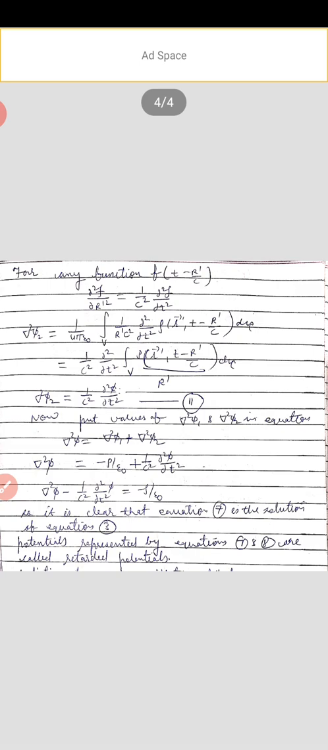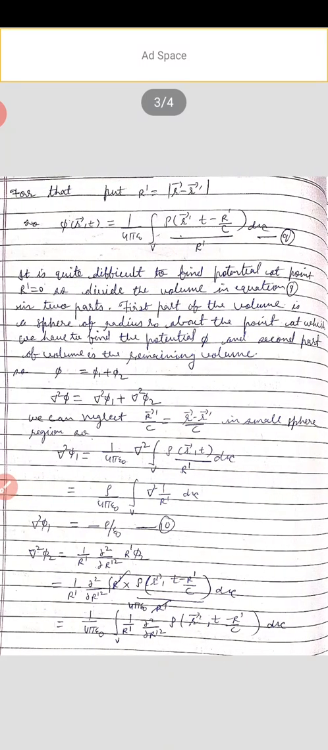For any function f(t − r'/c), we can write ∂²f/∂r'² = (1/c²) ∂²f/∂t². So we can replace the double differentiation with respect to r', that is, we can replace the term ∂²/∂r'².